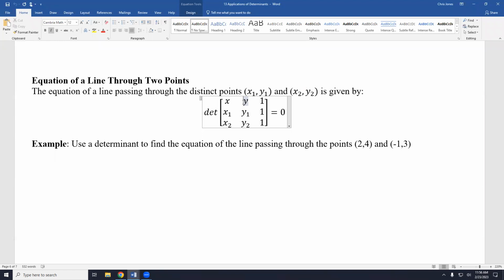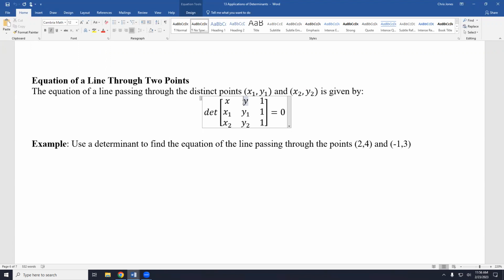So we want to find the equation of a line through these 2 points. What I'm going to do is find the determinant of x, y, 1, and then x1, y1, which is 2, 4, 1, and then negative 1, 3, 1. This should be equal to 0, by the way.